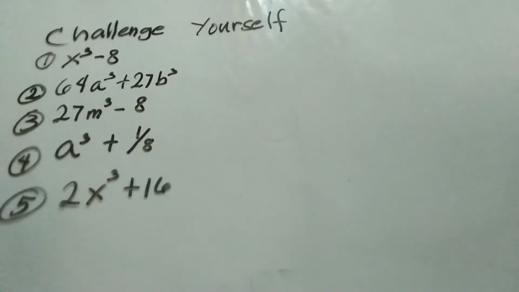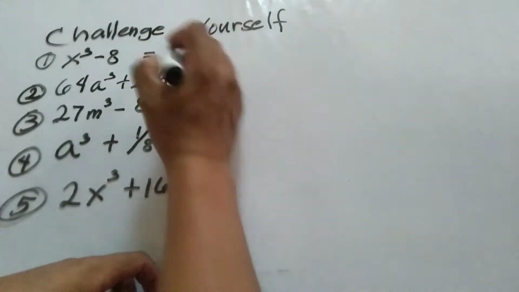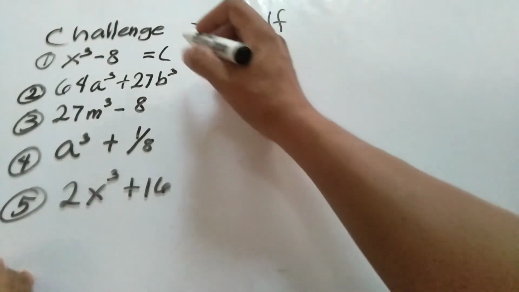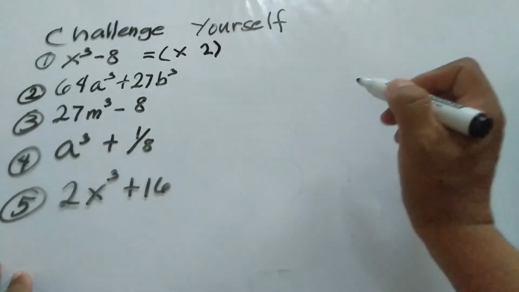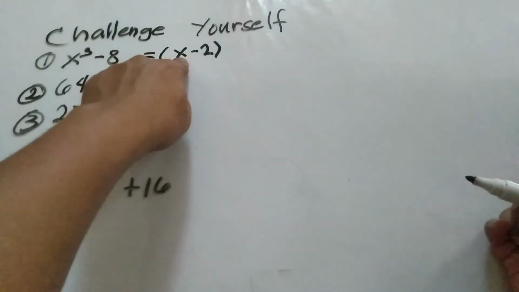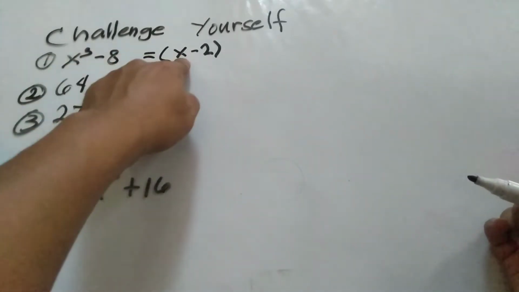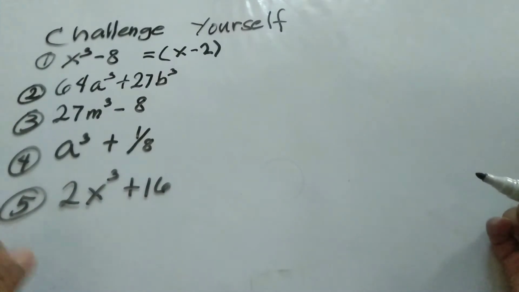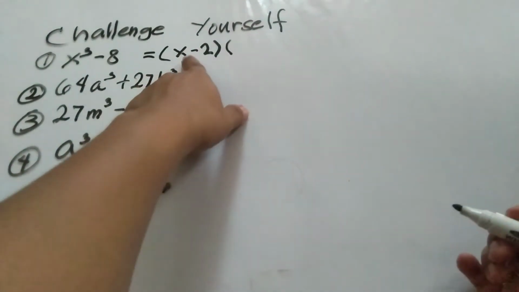Ifa-factor out ko po siya. Okay? Yung unang rule natin na sinabi ko, we have cube root the first term and cube root the second term. We have x and 2. Ifa-follow ko yung sign. Minus. Cube root ng x cube. We have x. Cube root ng 8 is 2. And follow the sign. And then, for my second factor, we have square the first term.